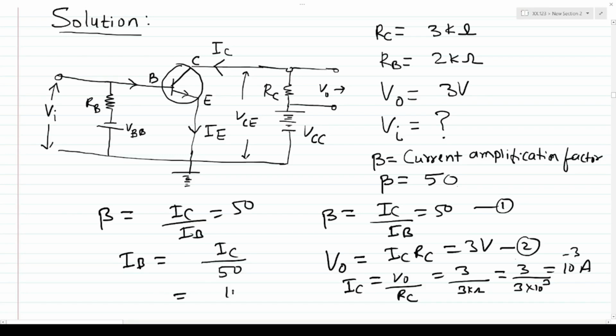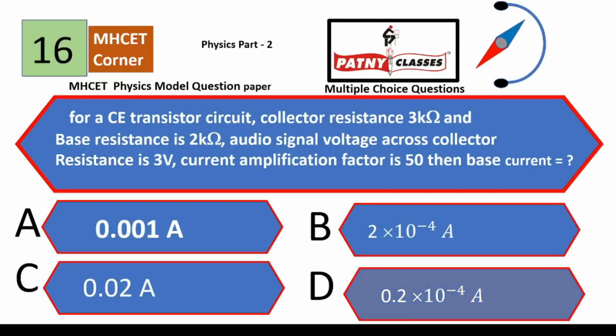So IB is 10 raised to minus 3 divided by 50. That equals 1 upon 5 into 10 raised to minus 4, that is 0.2 into 10 raised to minus 4 ampere. Therefore, IB equals 0.2 into 10 raised to minus 4 amperes. Therefore, option D is the correct option. So we lock option D.